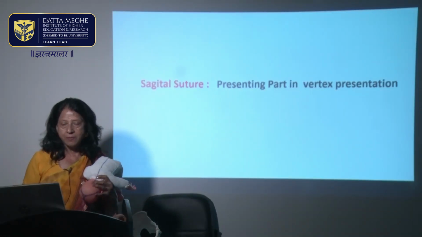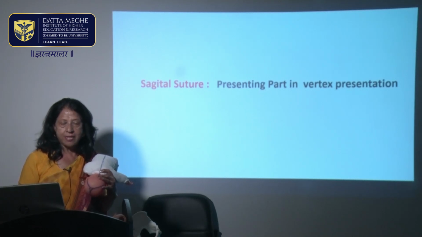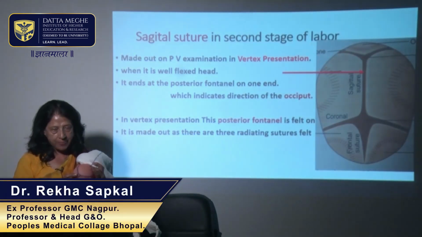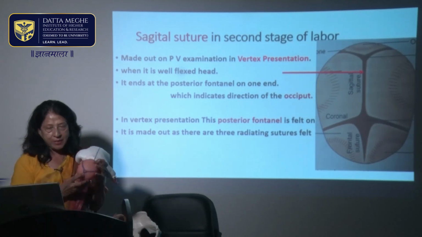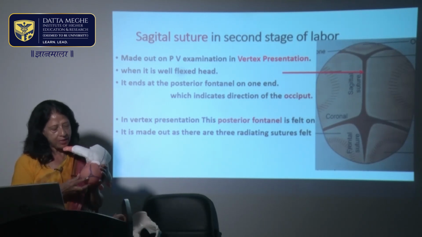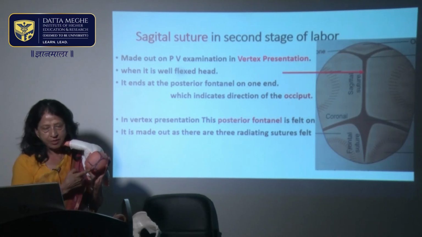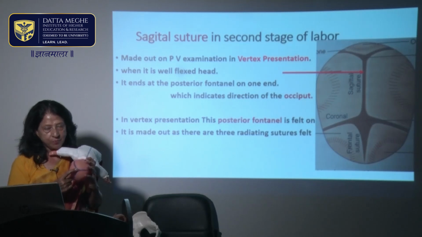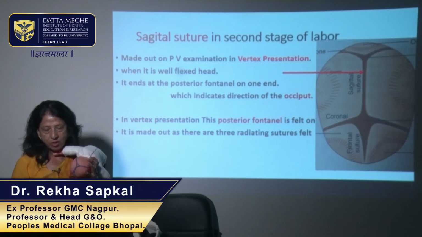Sagittal suture is the presenting part in vertex. Usually a short question answer is asked on this sagittal suture, so let us learn in detail. What is the sagittal suture? It is a midline suture. It can be made out on PV examination in vertex presentation when the head is well flexed. It ends posteriorly with the posterior fontanelle, we have learned, and anteriorly with the anterior fontanelle. In vertex presentation, when the posterior fontanelle is felt on PV examination, we can identify it by 3 radiating sutures from it.